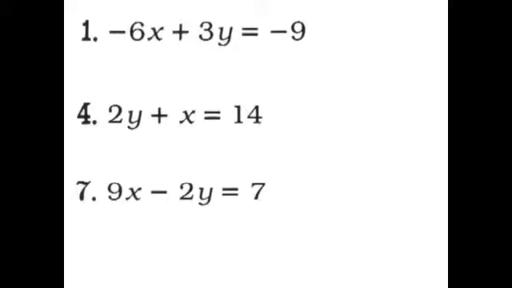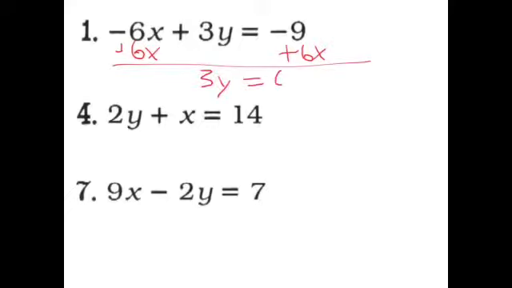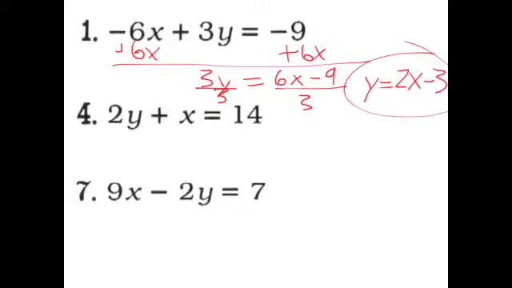On this first one, we need to get the y all by itself, so I'm going to add 6x to both sides, and that's going to give me 3y equals 6x minus 9. Divide everything by 3, and you'll get y equals 2x minus 3. So that one's done. On to the next one.